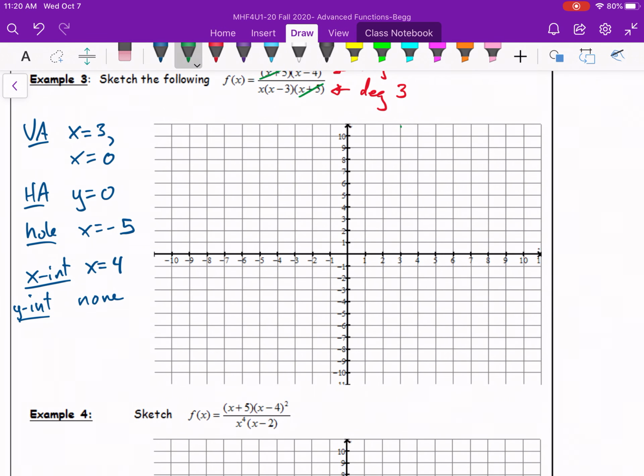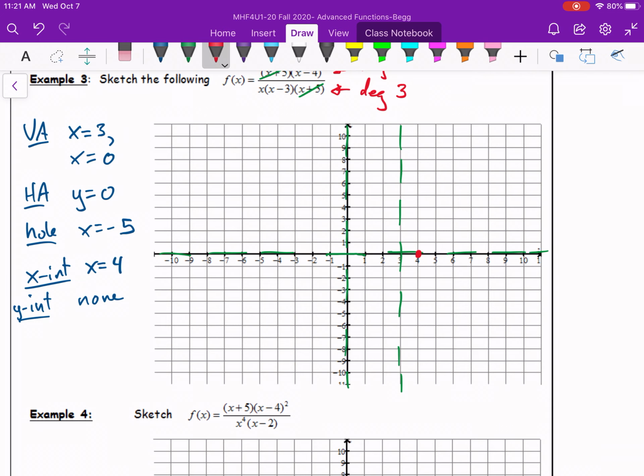So vertical asymptote 3, vertical asymptote y-axis, horizontal asymptote x-axis. That was supposed to be on the x-axis. I'm going to fix that. That's better. So 2 vertical asymptotes, 1 horizontal asymptote, 1 x-intercept at x equals 4. And really that's all that we have so far. We have a hole at -5, but again, we can't really tell exactly where that hole is on the y scale for now.